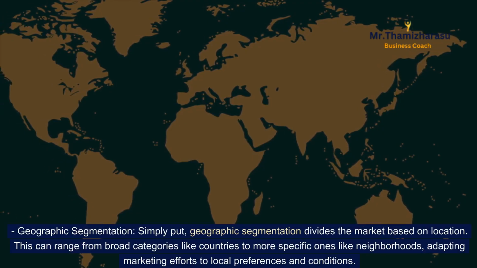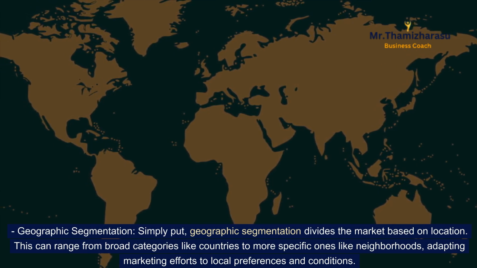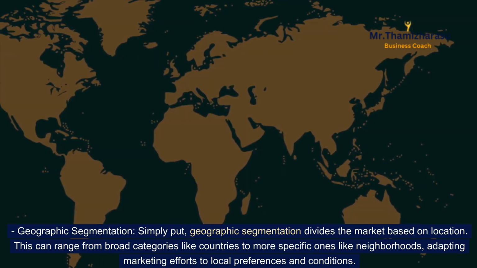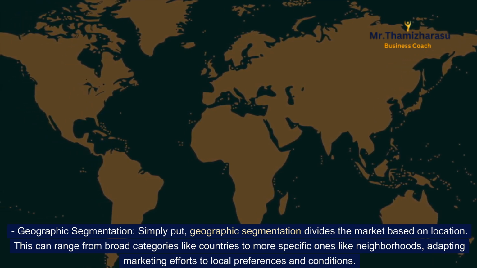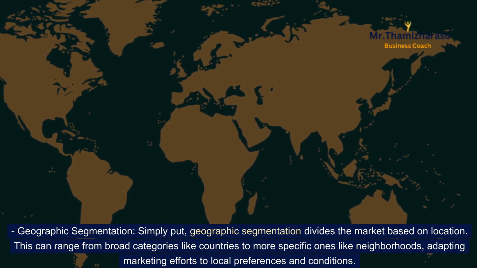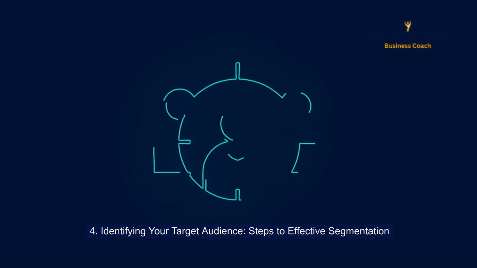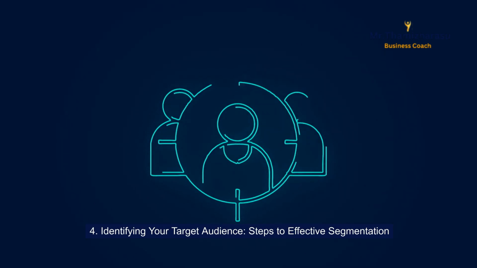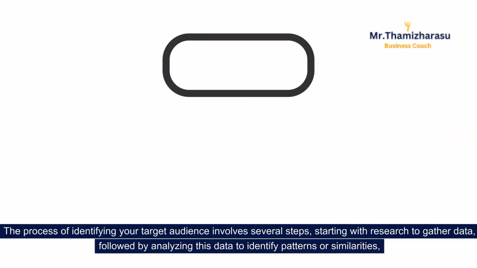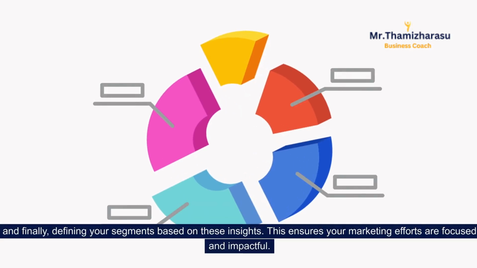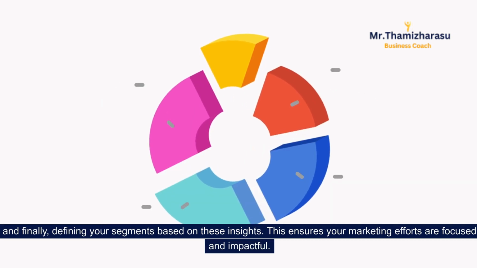Geographic segmentation. Simply put, geographic segmentation divides the market based on location. This can range from broad categories like countries to more specific ones like neighborhoods, adapting marketing efforts to local preferences and conditions. 4. Identifying your target audience. Steps to effective segmentation. The process of identifying your target audience involves several steps, starting with research to gather data, followed by analyzing this data to identify patterns or similarities, and finally, defining your segments based on these insights. This ensures your marketing efforts are focused and impactful.